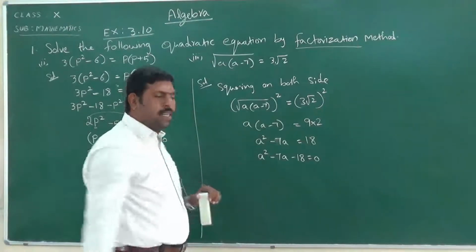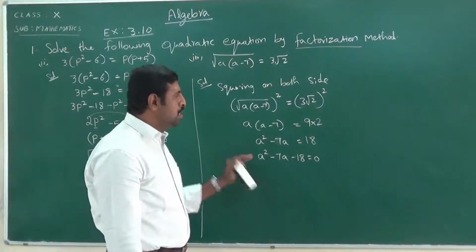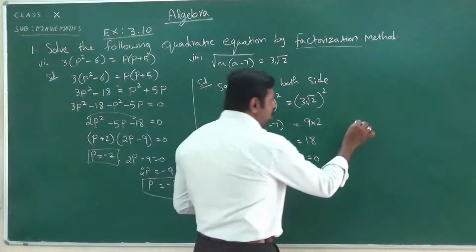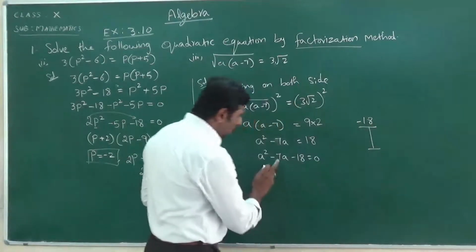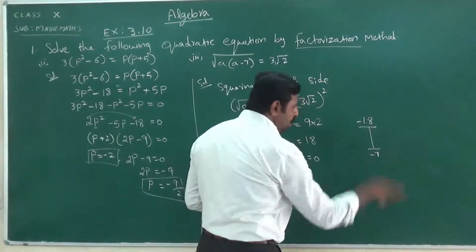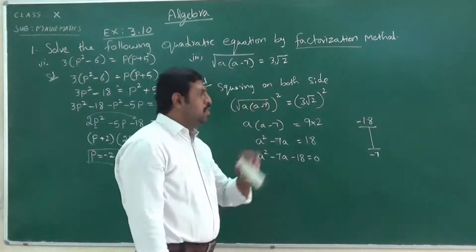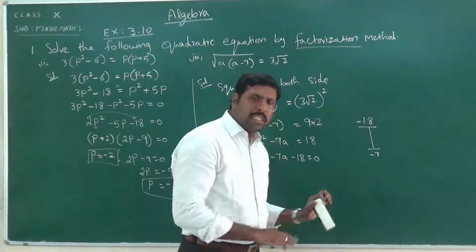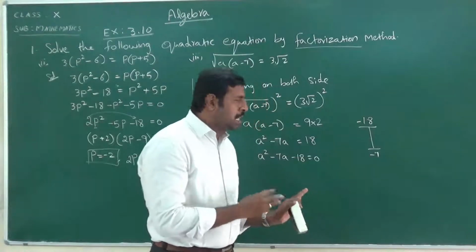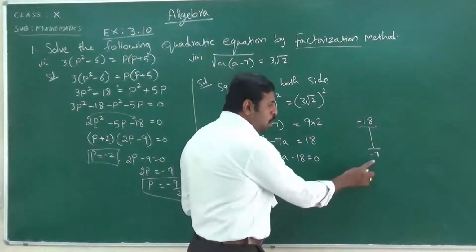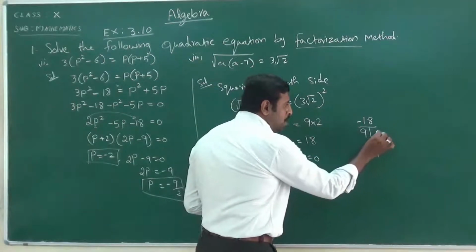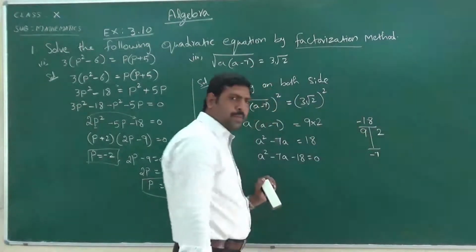Now it is in the standard form of a quadratic equation. It is easy to find the factors. If you multiply we need 18, and if you add or subtract we need the number 7. Then the factors of 18 are 1 18s are 18, 3 6s are 18, these are the possibilities, and then 9 2s are 18, right? So here the suitable one is 9 and 2.